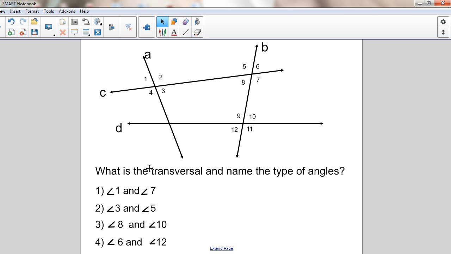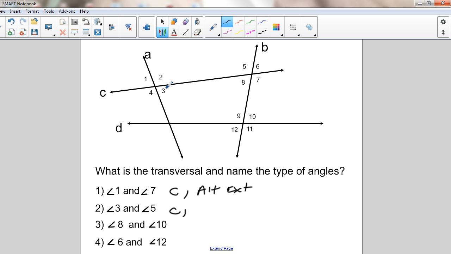What is the transversal and the name of the type of angle? So 1 and 7, for example. 1 and 7, the line that connects them, the transversal would be C. C is the transversal. 1 and 7 are going to be alternate exterior angles. 3 and 5, the line that connects both of these is also C. 3 and 5, they alternate across the transversal. They're on the interior of lines A and B, so this is alternate interior.